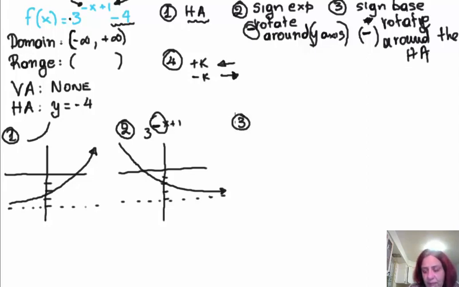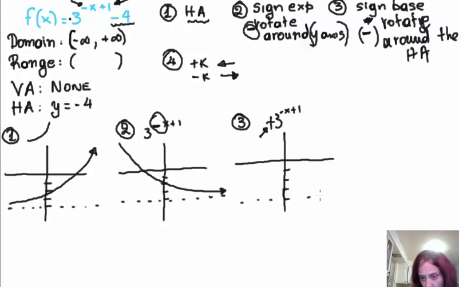Third step, I look now at the sign of the base, and here I have +3 to the negative x plus 1. So I focus on that. Since it's positive, I do not rotate. If it was negative, I would rotate around the HA, the horizontal asymptote. But in this case, I don't. I leave the graph as is.